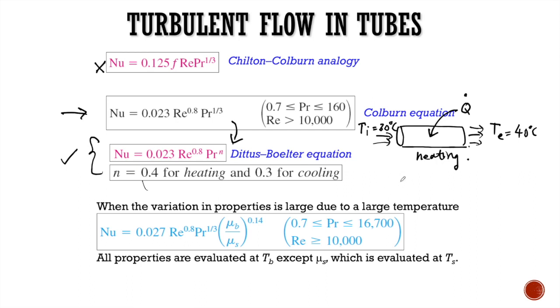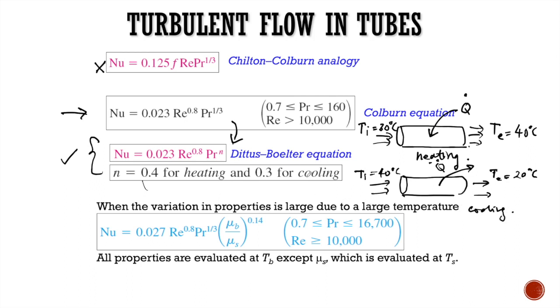For the cooling process, you may refer to the inlet and exit temperatures. Say the inlet temperature is 40 degrees Celsius, and the exit temperature is 20 degrees Celsius. Then Q goes from inside to outside, and the exit temperature is much lower than the inlet temperature. Therefore, this is the cooling process. Therefore, you will use n equal to 0.3. So you must substitute n with 0.4 or 0.3.